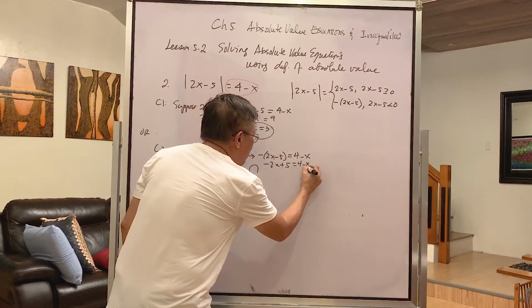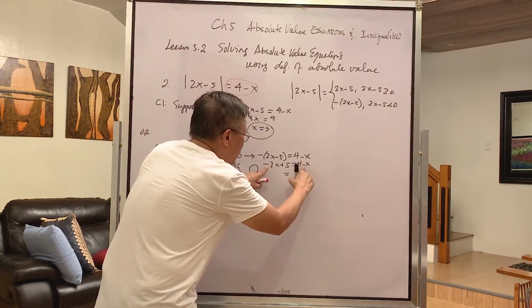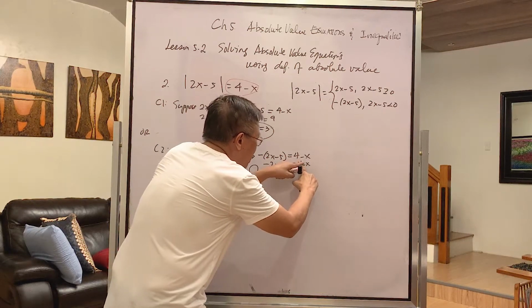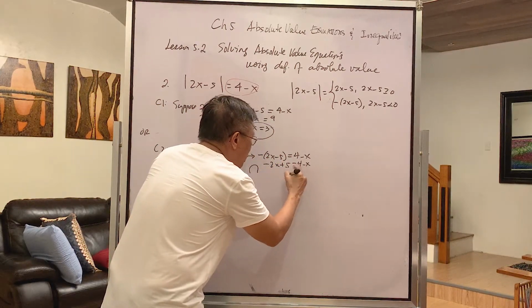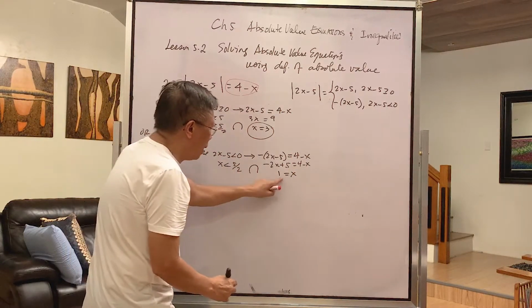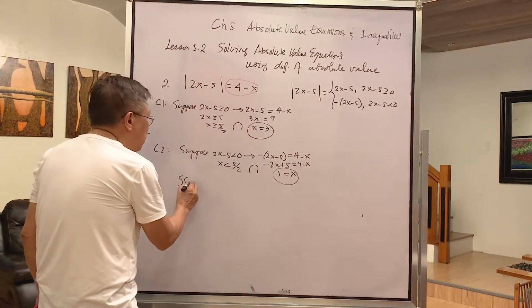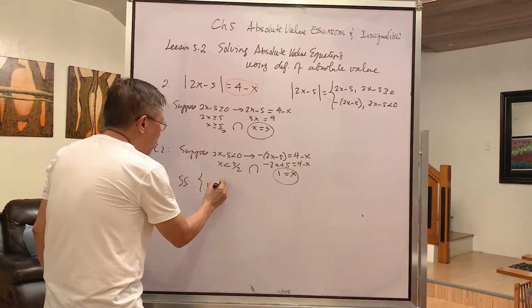I will get here 4 minus x. I will transfer 2x to the other side. So we'll have 2x minus x, which gives me x. So 5 minus 4 is 1. And this one will pass through this. So this will be the solution. So your solution set will be 1 or 3.